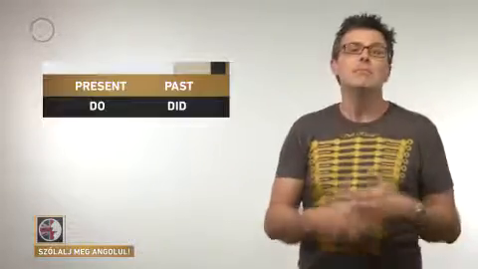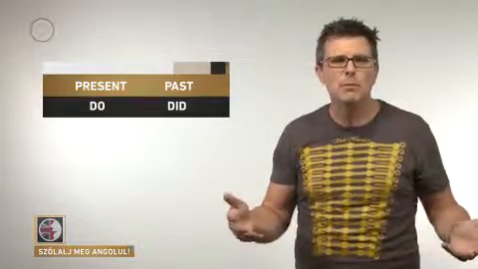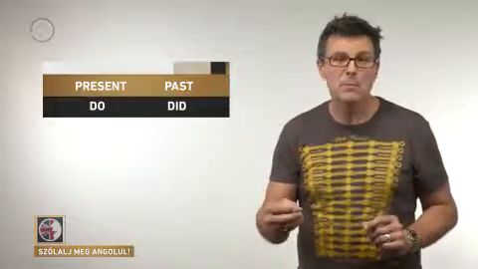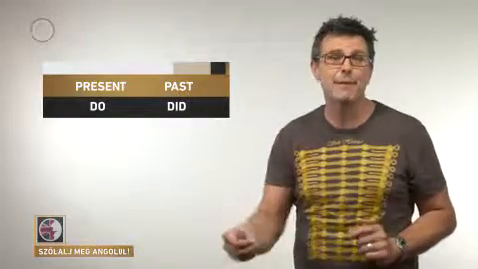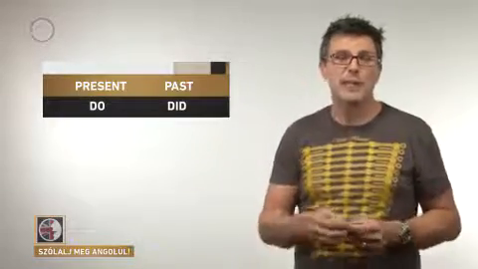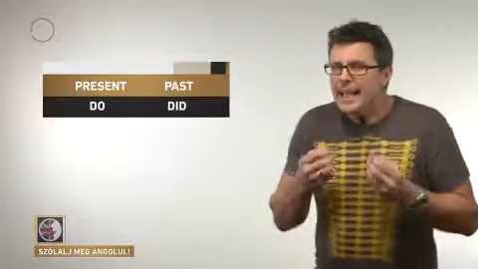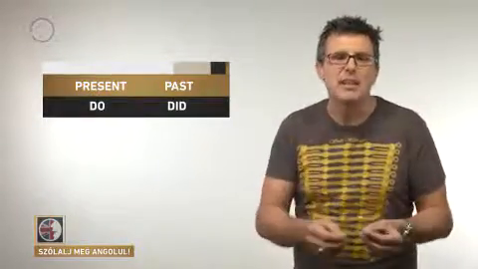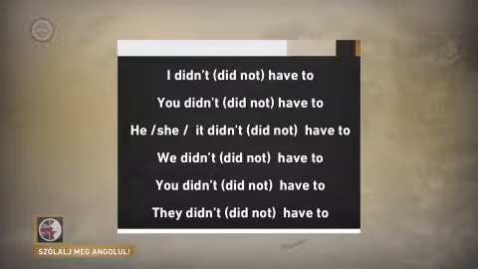Well, what's the past tense of the verb to do? Did. That's right. So, what do we do? Yes, that's right. We use did, add not, and then add have to, followed by an infinitive without to. Again, it's very simple because we don't need to change anything. All the subjects use did. So I didn't, you didn't, he, she, it didn't, we didn't, you didn't, and they didn't. Then we add have to and follow it with an infinitive without to.